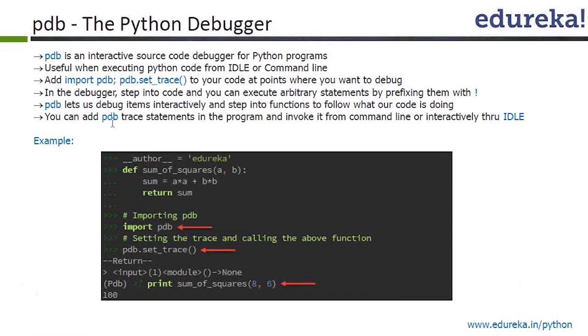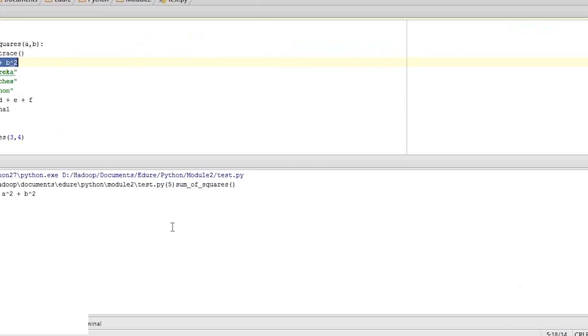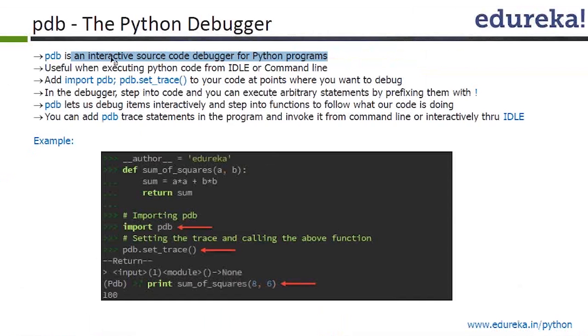Now let's read what this is. PDB is an interactive source debugger for Python programs. It's similar to your debugging in PyCharm. Useful when executing Python code from IDLE or the command line. This is very useful when you are using it from the command line, because if you are using PyCharm, you do not need this. Add import pdb and pdb.set_trace to your code at points where you want to debug. That is what I have done. Okay, guys, if you do not understand, please let me know.